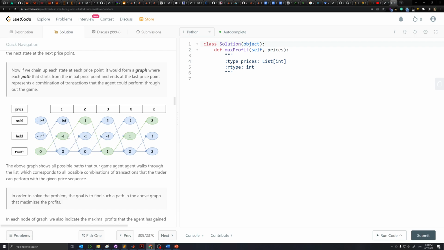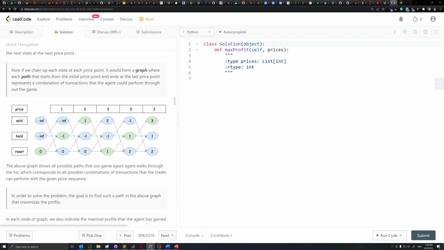And on the other hand, if we just hold onto the first day, right? Because at the beginning I think we're in reset. We cannot be in sold. We cannot be in held because we don't hold anything. So these are two invalid states. The only valid state at step zero, or even before day zero, is reset, right?